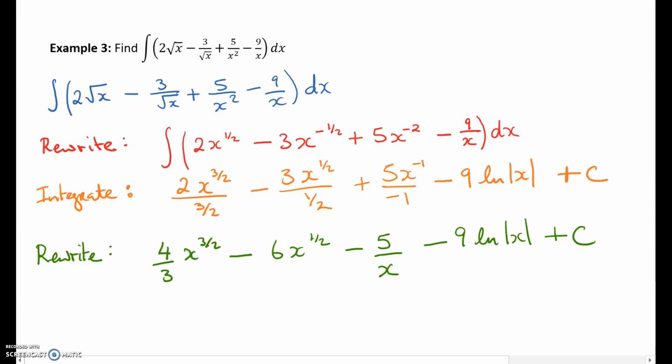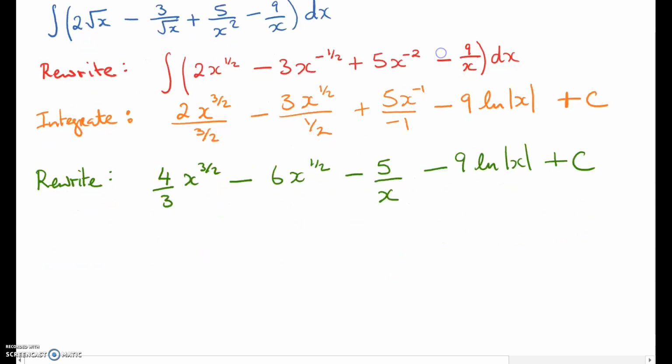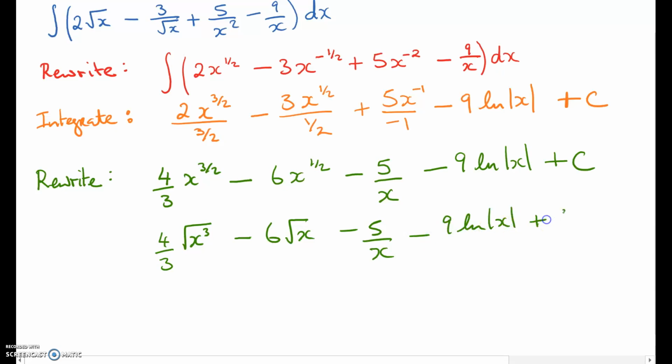Again, you can rewrite this with roots if you want, but basically it's already done. So a very last rewrite, x to the power of 3 over 2 would be the square root of x cubed. If you wanted to do that, minus 6 times the square root of x, minus 5 over x, minus 9 log of the absolute value of x plus c.